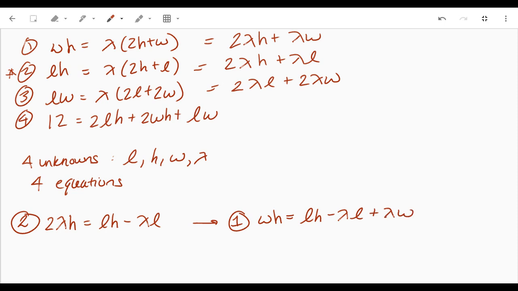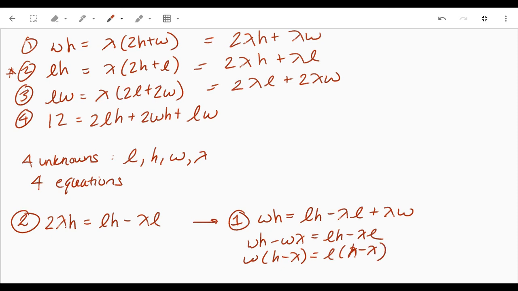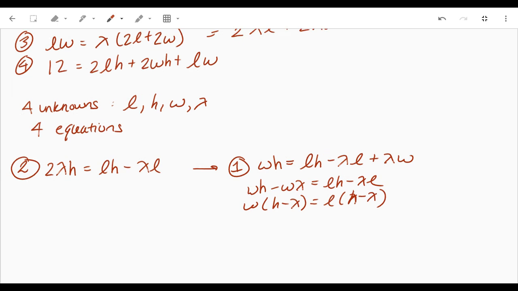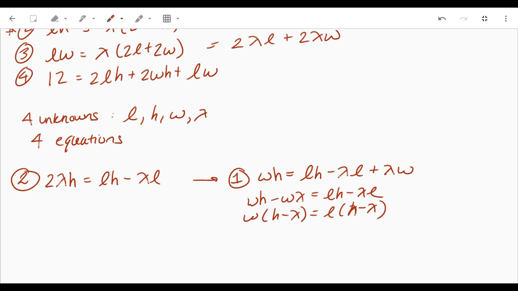Okay, so now this is where it gets a little tricky. You got to try to figure out maybe some grouping that you can do. Oops, H minus lambda. Okay, so I kind of spotted that H minus lambda there. And you might have to try a few things till you figure out a good way to rearrange that works. But I got that the width would have to equal the length.